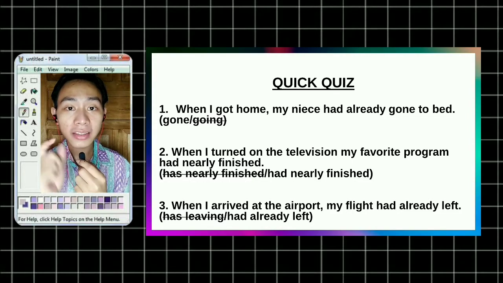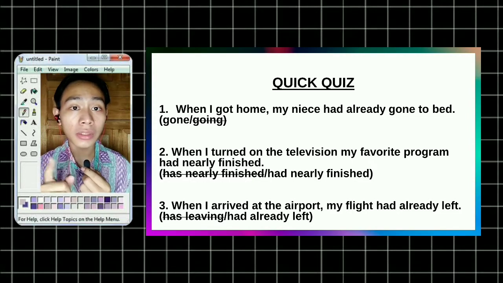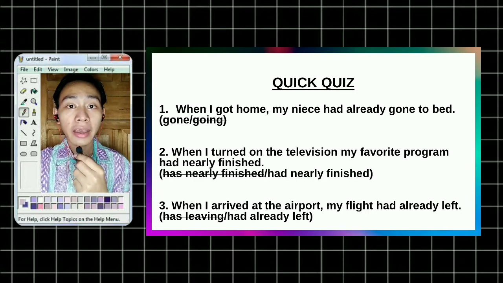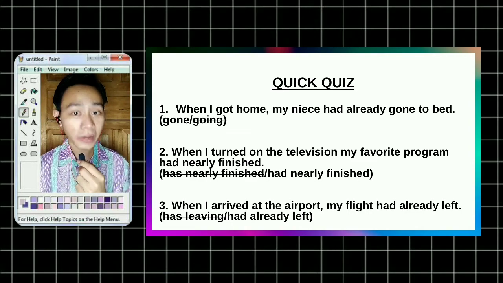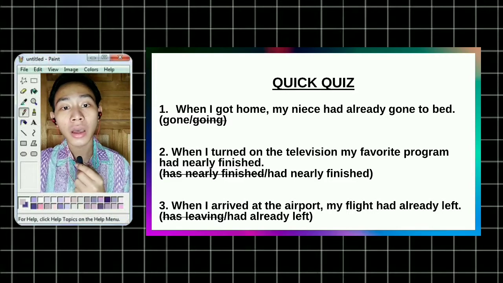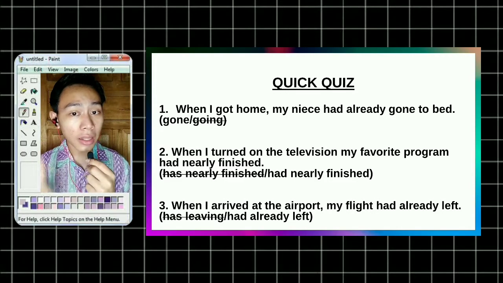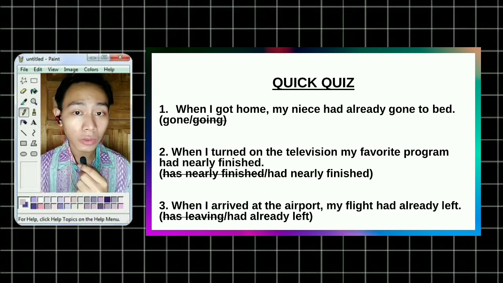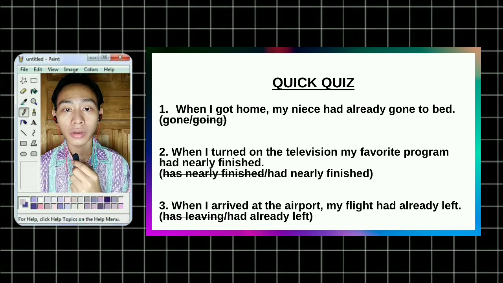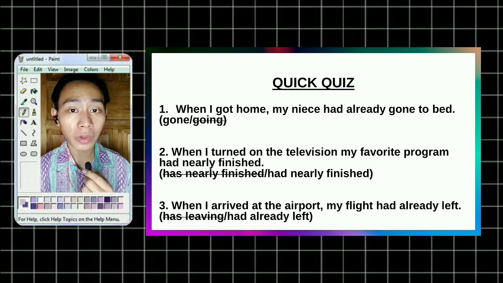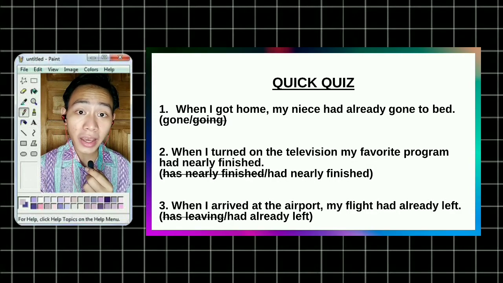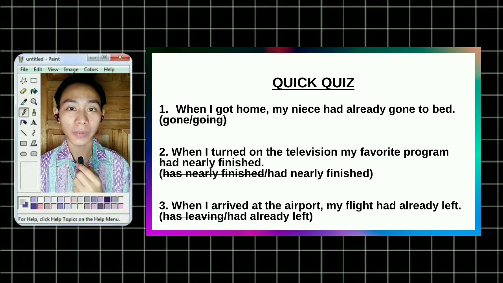Correct. The answer is gone, because gone is the past participle, and going is incorrect because it is a present participle. Next, when I turned on the television, my favorite program had already finished. That's right. The answer is had already finished, because it uses had, since the formula of the past perfect tense is subject plus had plus past participle.